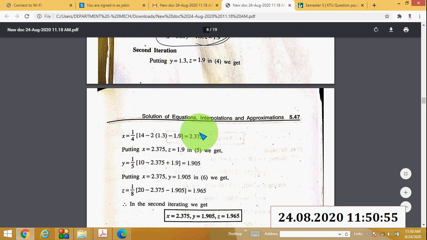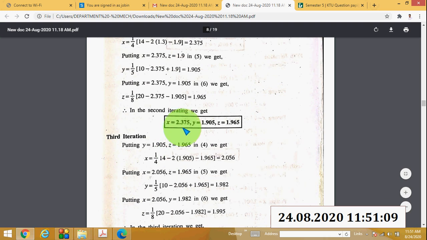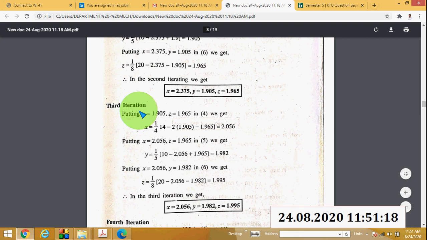Now substitute the values of x, 2.375, and y, 1.905, in equation number 6. You will get the value of z, which is 1.965. So after the second iteration, x equals 2.375, y equals 1.905 and z equals 1.965. In this way you have to continue. I hope it's clear. Then I will move on to the third iteration.